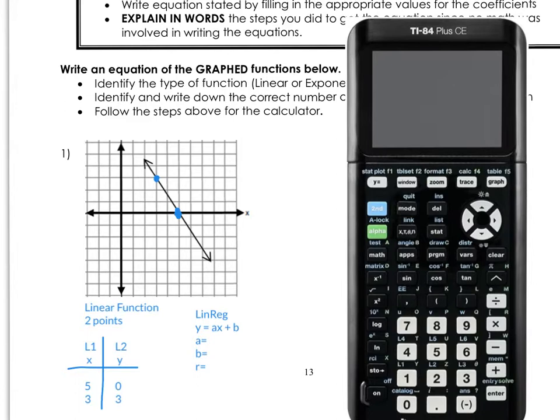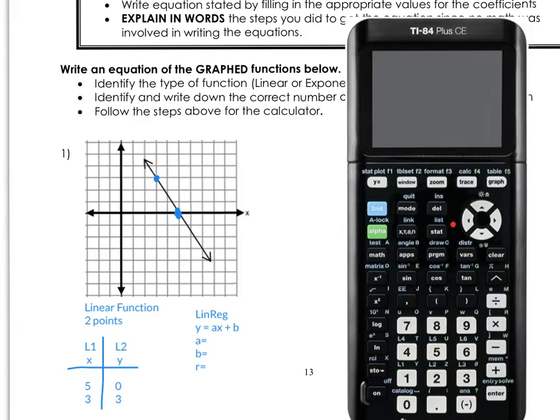You're going to hit Enter so that you can edit the list. You should then go to a list with the L1 and L2. If there's anything in L1, you're going to want to go to L1, go up, clear, down to clear out everything in L1. Then over to L2, and again, if there's things in there, you're going to hit up, clear, down to clear out L2.